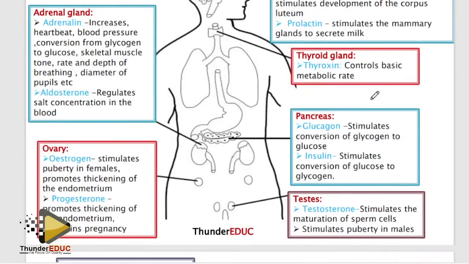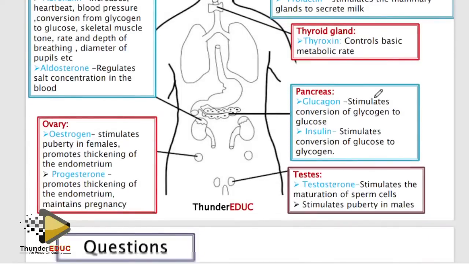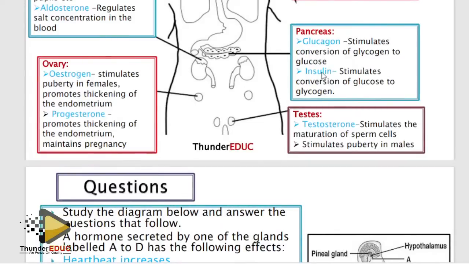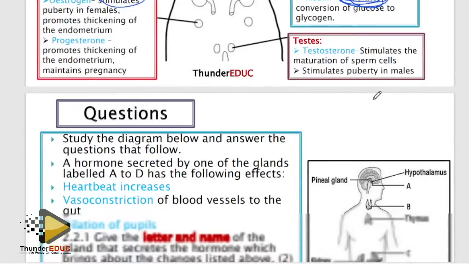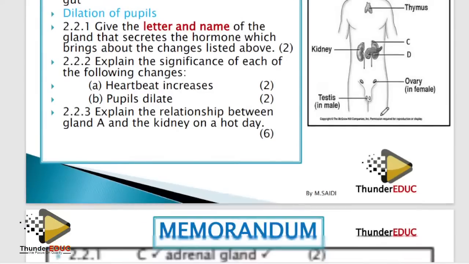But this is what I need to talk about. Glucagon and insulin don't convert glucose to glycogen, but they stimulate. This word is stimulation. They don't convert, they stimulate the conversion. So you guys learn how to use these words. Stimulation. They stimulate, but they don't convert.